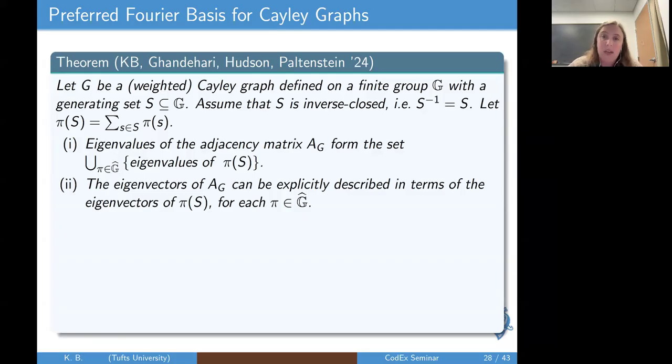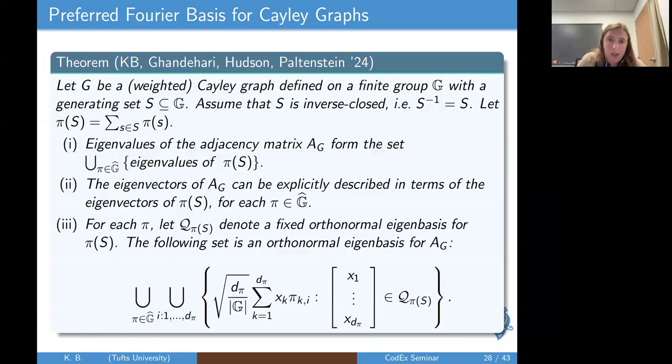The eigenvectors can be explicitly described in terms of eigenvectors for pi S for all the irreducibles, which I'm leaving the details out here so that we can see specifically our orthonormal eigenbasis. So how do we construct our eigenbasis for AG? Well, for each irreducible representation pi, we're going to fix an orthonormal eigenbasis for the eigenspace of pi S. This is Q pi S.